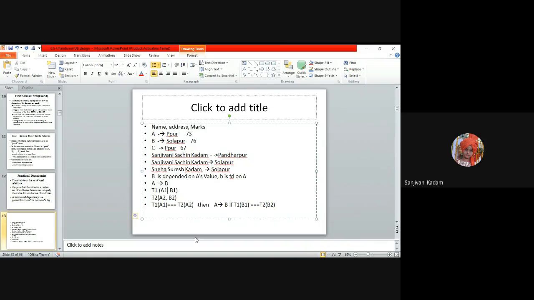Sorry, I'm confusing you. A and B are attributes of a relation, and there is a tuple T1 and another tuple T2. Consider these two different tuples. If T1's A and T2's A have the same value, then for the functional dependency to exist, the value of B2 must match the value of B1. I hope I am making sense.